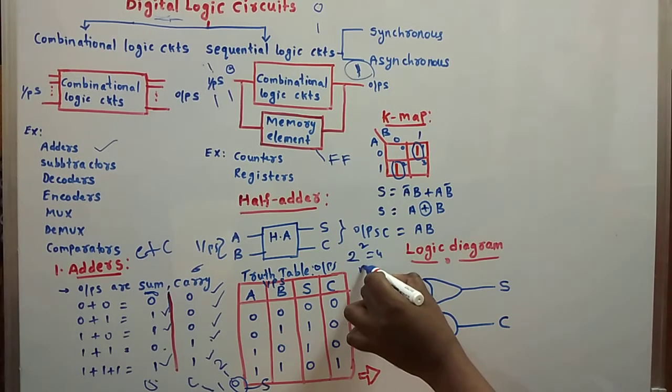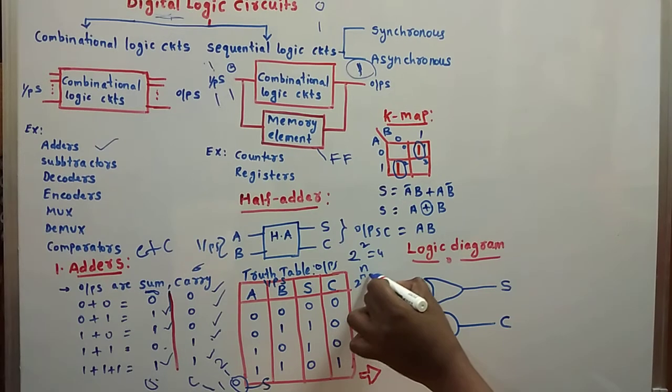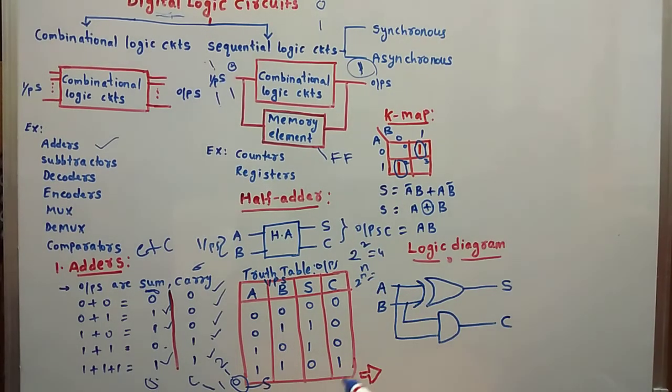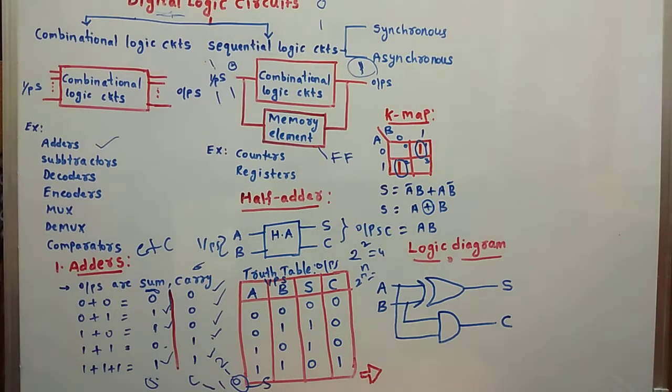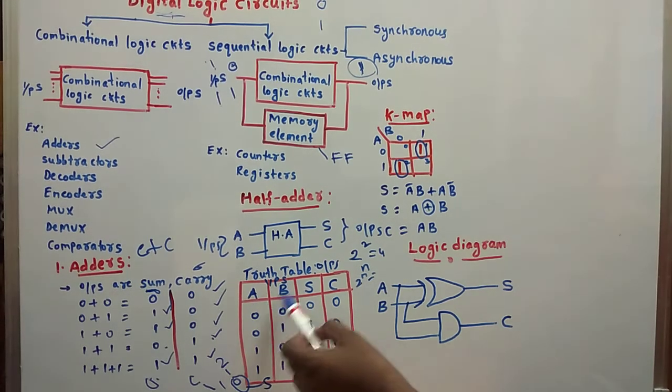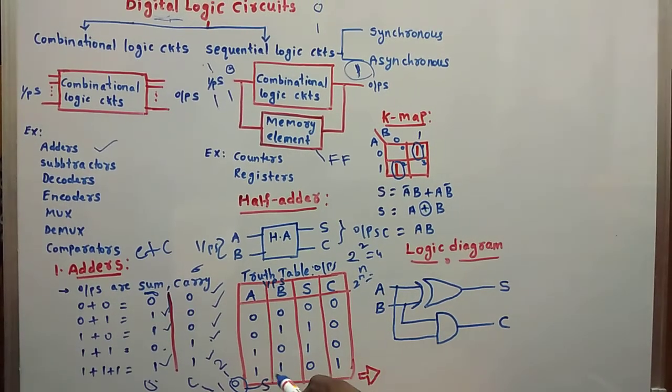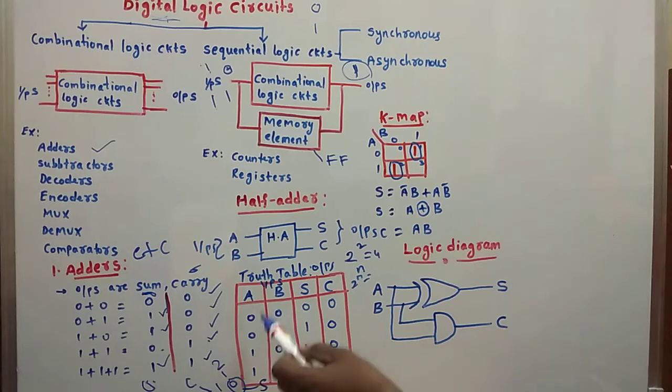For example, if we have n inputs, that is 2 power n combinations. If the number of variables is 2, then 2 power 2. If the number of variables is n, then 2 power n are the total combinations. Okay, so A B inputs 0 0, 0 1, 1 0, 1 1 are the combinations of inputs for half adder.